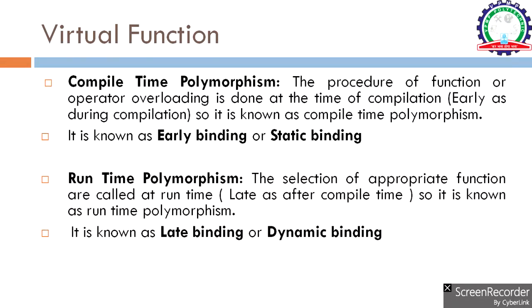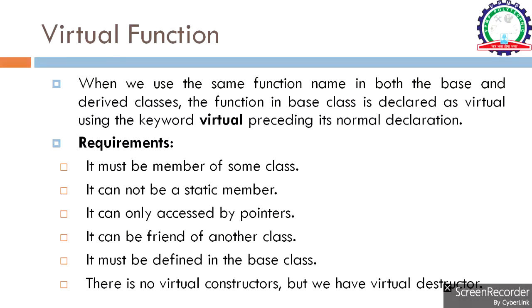Compile time polymorphism is also known as early binding or static binding, right? Because it is done at the time of compilation. And runtime polymorphism is known as late binding or dynamic binding also. Why? Because it is done at runtime. So it is known as runtime polymorphism, late binding or dynamic binding. Now let's see what exactly a virtual function is. A virtual function is a special type of function in C++.